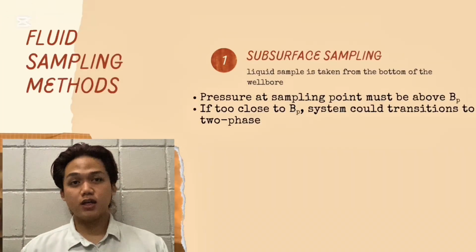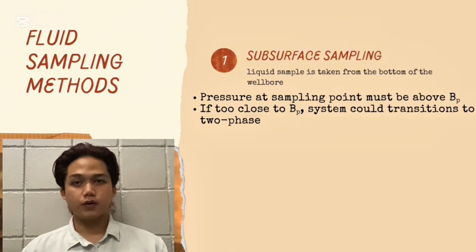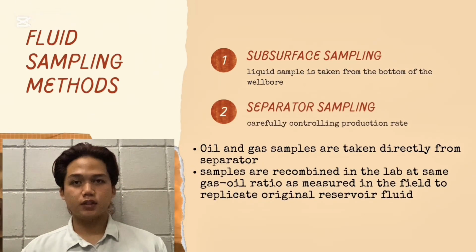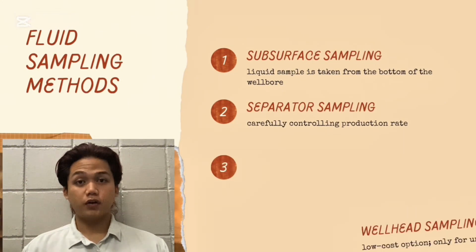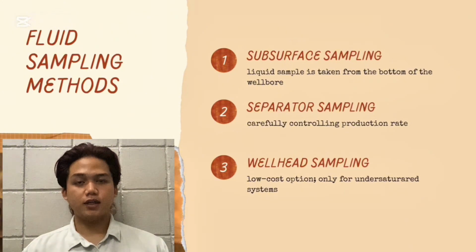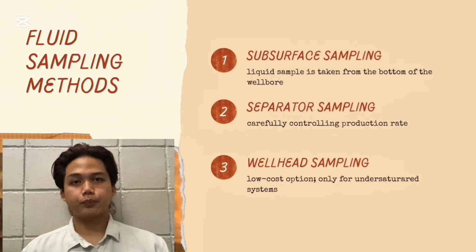Now, how do we get PVT data? We start with fluid sampling. Bottom hole samples are most accurate, especially if taken from above bubble point. Next, separator samples, which combine oil and gas after surface separation. Then last but not least, wellhead sample. It is a low-cost method, but it is also less ideal because it's only used for a special case, which is undersaturated systems only.